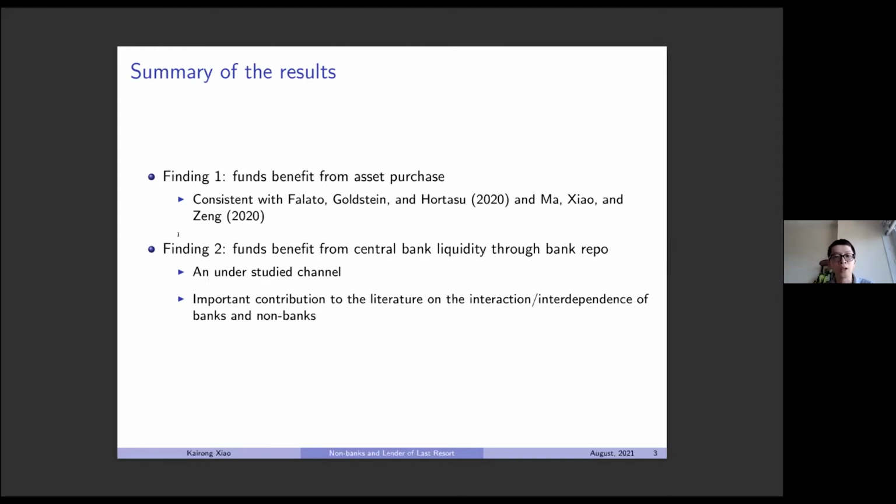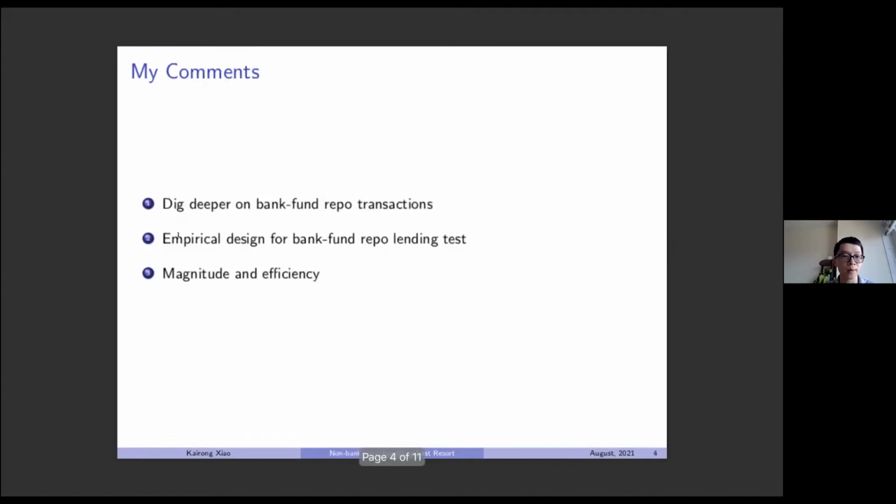But third, it is also a channel through which the central bank can channel liquidity to the non-bank sector, even if they don't have direct access. So I think this is a very important contribution to the literature, not only on central banking and crisis, but also the general literature on the interaction and interdependence of banks and non-banks. I think this is a great point this paper makes.